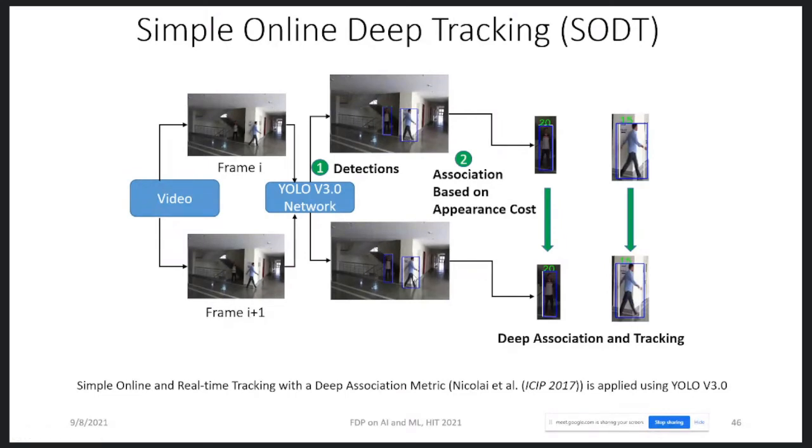And then this paper proposes an association based on appearance cost. The appearance of these objects are matched based on feature-based association. Once they do it, they find that this particular portion, taken from here, is matching with this particular portion, taken from here. That's why they are doing the association here. Similarly, the association for the other person is done like this. So this is called deep association and tracking.